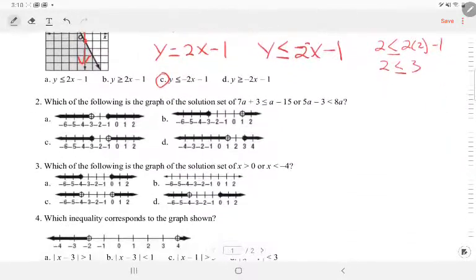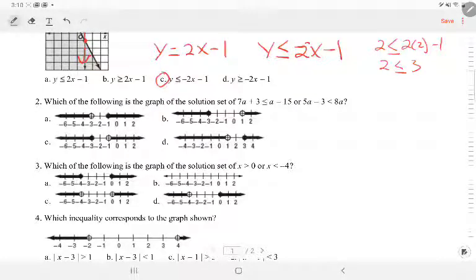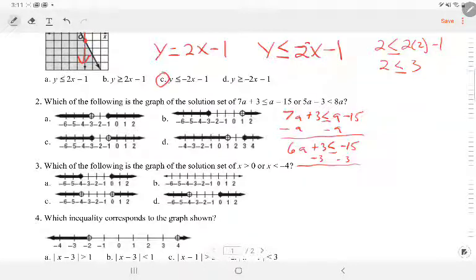Number 2, which of the following is the graph of the solution? Okay, so what I would want to do is I would just solve these. I would say 7a plus 3 is less than or equal to a minus 15. Subtract a from both sides, and I get 6a plus 3 is less than or equal to -15. I would subtract 3 from both sides. 6a is less than or equal to -18. Divide both sides by 6, and a is less than or equal to -3.